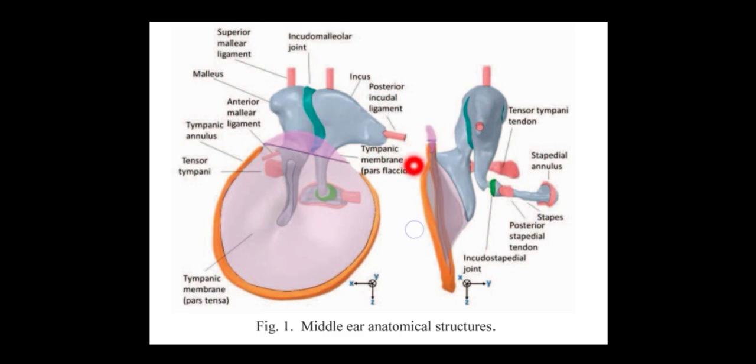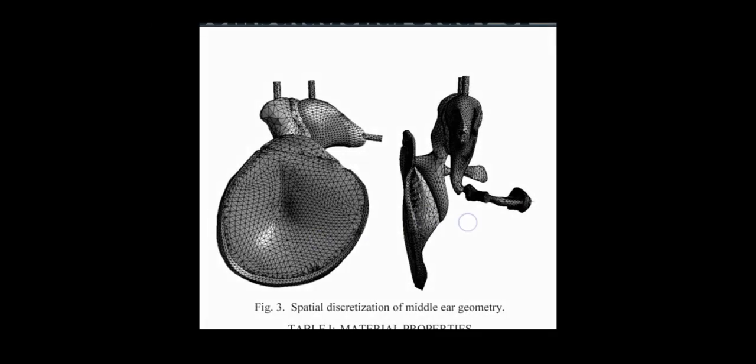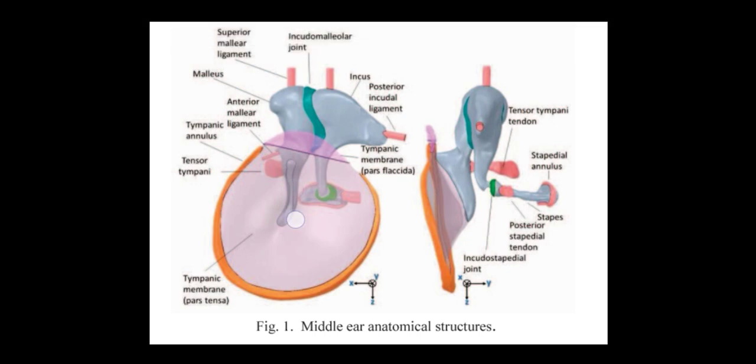These show the various ligaments. In front is the anterior malleolar ligament. Suspending it above are the superior malleal and superior incudal folds. Posteriorly is the posterior incudal ligament, all of which suspends the ossicles in the middle ear cavity. I repeat, anterior malleal ligament, the superior malleal ligament, the superior incudal ligament, and then the posterior incudal ligament.